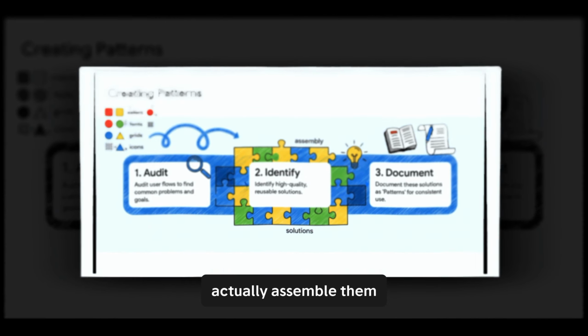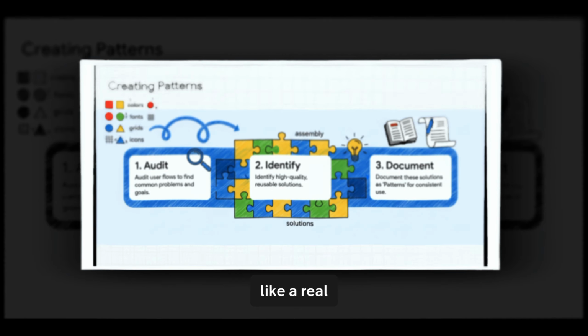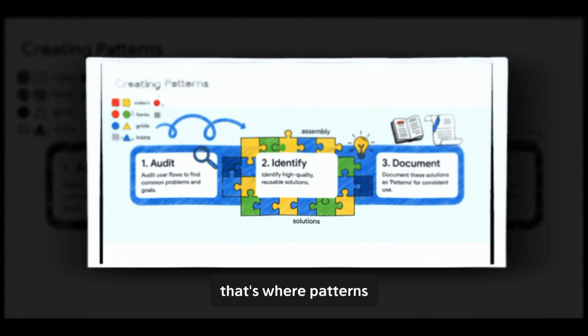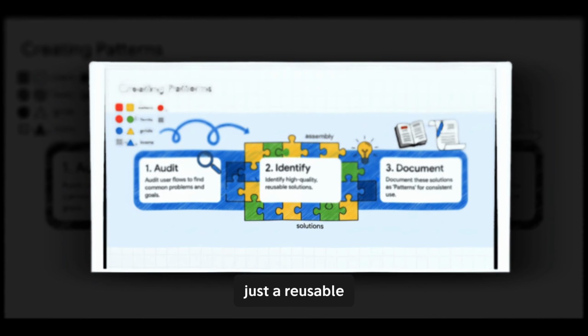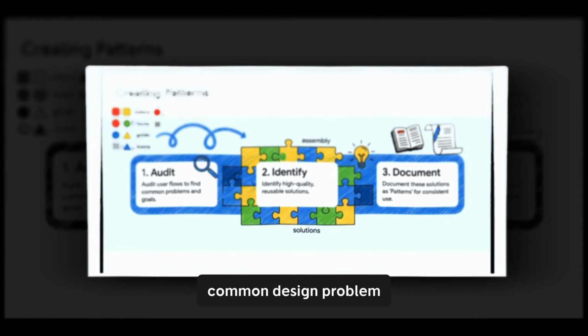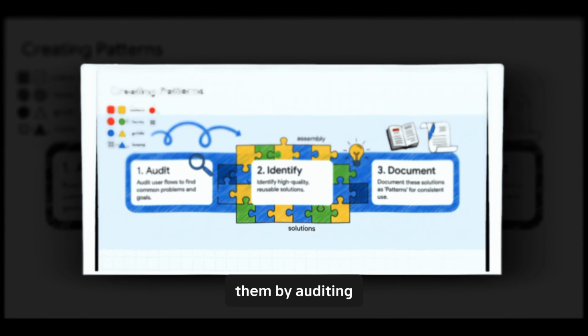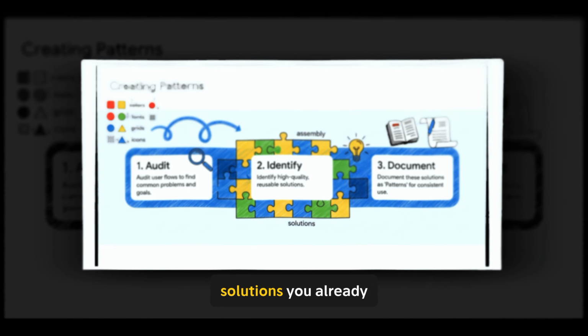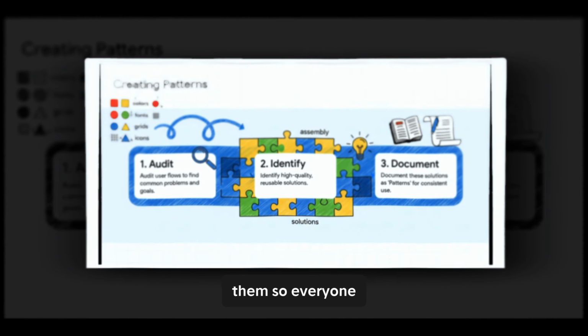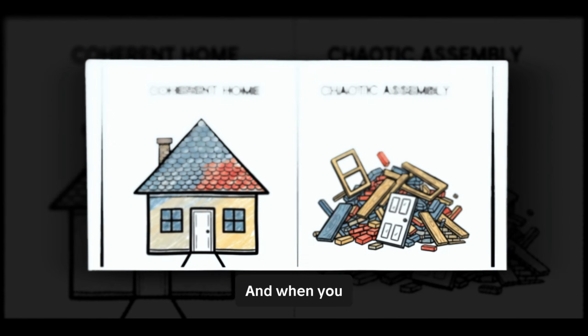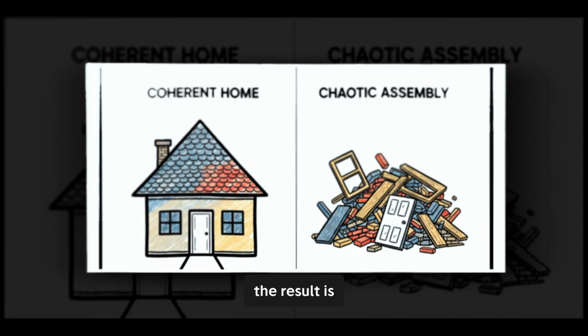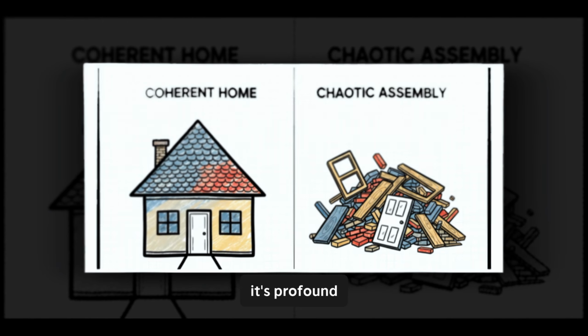So, we have all these individual blocks: colors, fonts, grids, icons. How do we actually assemble them into something bigger, like a real building? Well, that's where patterns come in. A pattern is just a reusable solution to a common design problem. And you find them by auditing your product, identifying the best solutions you already have, and then documenting them so everyone can build consistently.